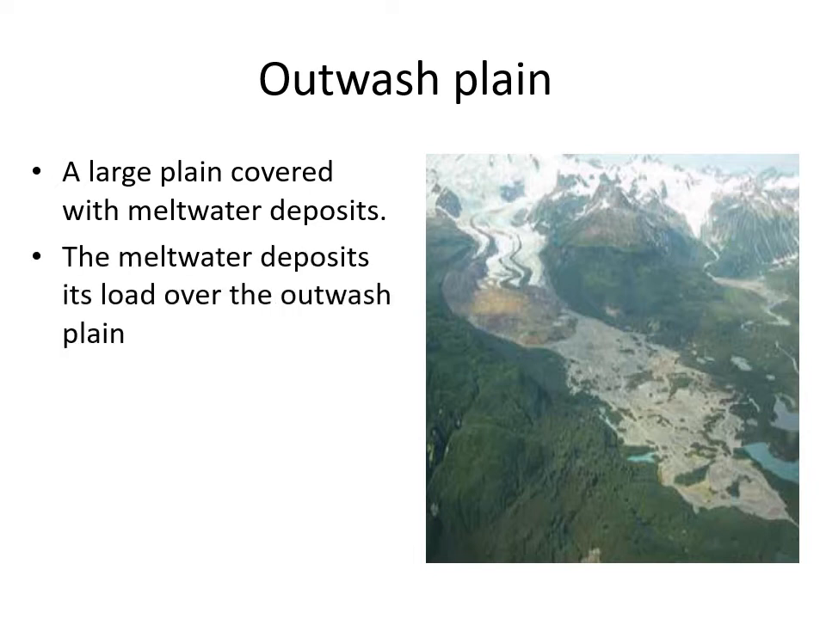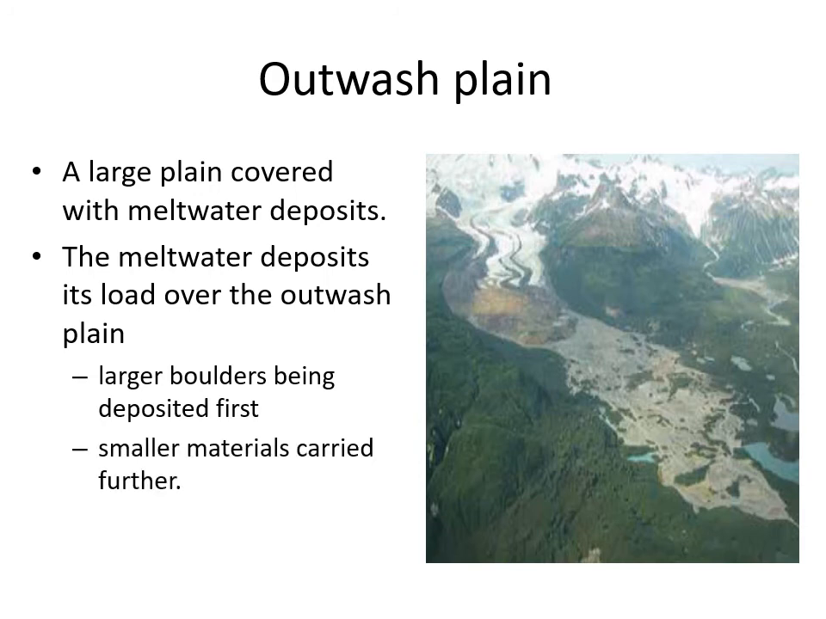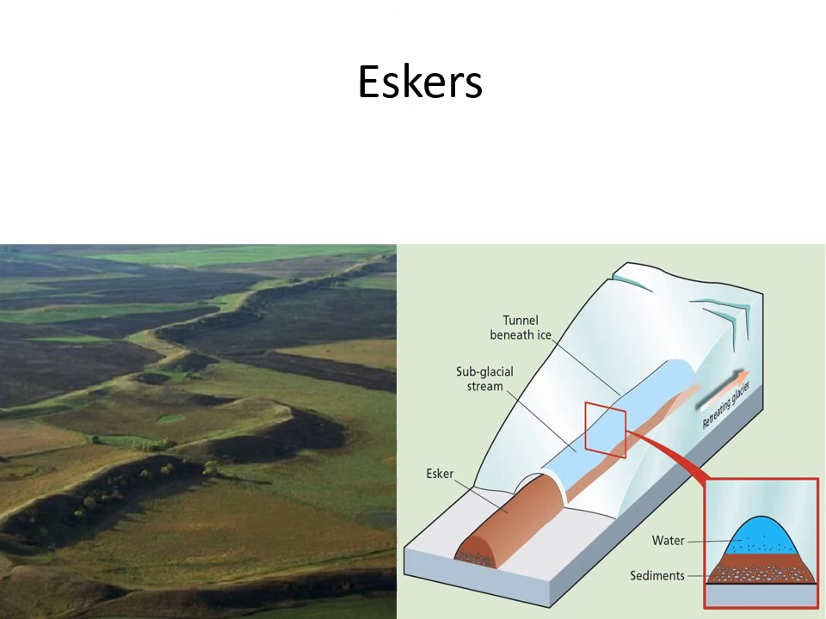So it's got a lot of moraine deposits, boulder clay deposits on it. Larger boulders are deposited first, smaller materials are carried further. Makes sense. One of the other big features associated with fluvio-glacial deposition is an esker.